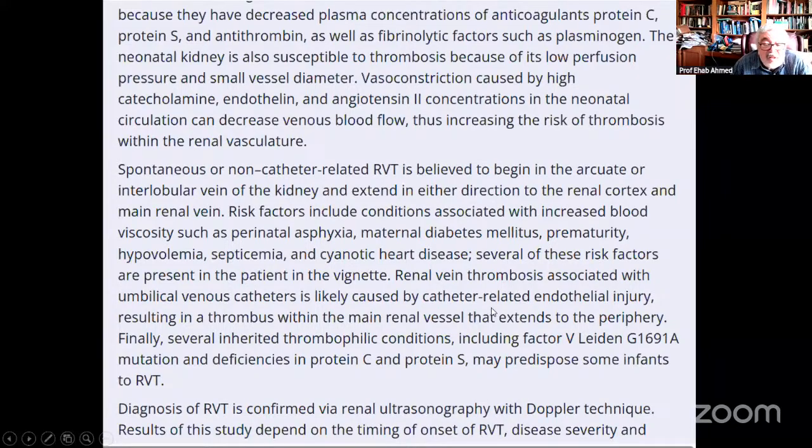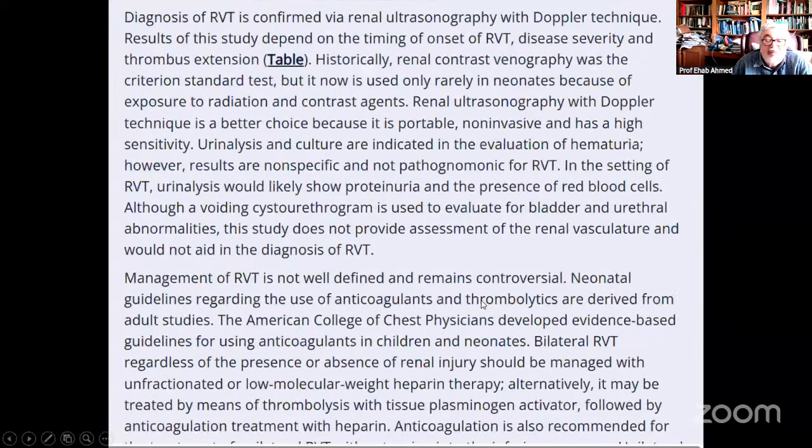Renal vein thrombosis associated with umbilical venous catheter is likely caused by catheter-related endothelial injury, and it's one of the complications. Also protein C and S deficiency, factor V Leiden deficiency, all these are predisposing factors.